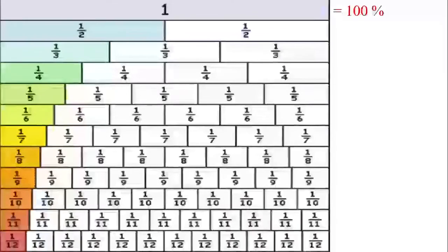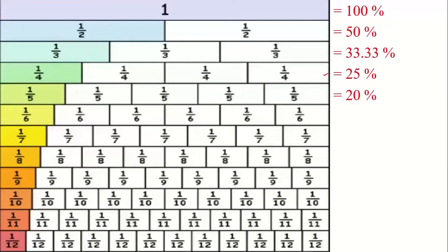1 is 100%, 1 by 2 is 50%, 1 by 3 is 33.33%, 1 by 4 is 25%, 1 by 5 is 20%, 1 by 6 is 16.66%, which is also the half of 1 by 3. 1 by 7 is easy to remember: 7 ka double 14, 14 ka double 28, so 1 by 7 is 14.28%. 1 by 8 is half of 1 by 4. 1 by 4 was 25%, its half, so it's 12.5%.